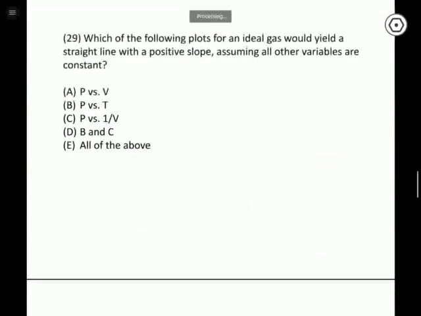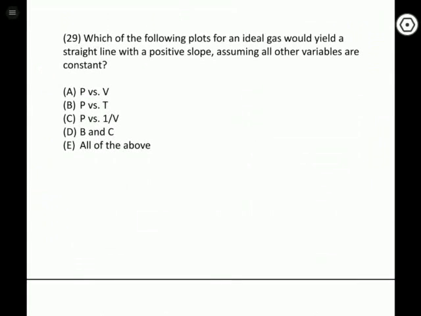All right, this is one of those conceptual problems that we always seem to have a little bit of trouble with. Which of the following plots for an ideal gas would yield a straight line with a positive slope, assuming all of the other variables are constant? So we're talking about pressure versus volume, pressure versus temperature, pressure versus 1 over volume, or some combination of those three. When we're approaching problems like this, it all starts and ends with the ideal gas law.